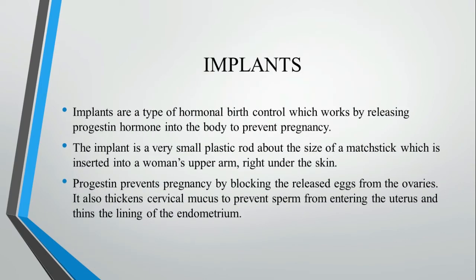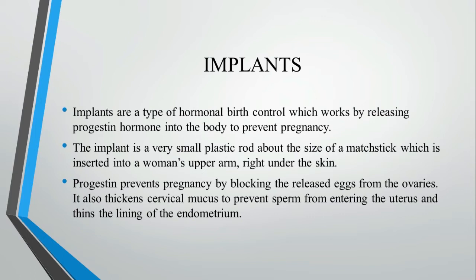The next type of hormonal contraceptive I'm going to be talking about in this video is the implants. Implants are a type of hormonal birth control which works by releasing progestin hormone into the body to prevent pregnancy. The implant is a very small plastic rod about the size of a matchstick which is inserted into a woman's upper arm right under the skin.